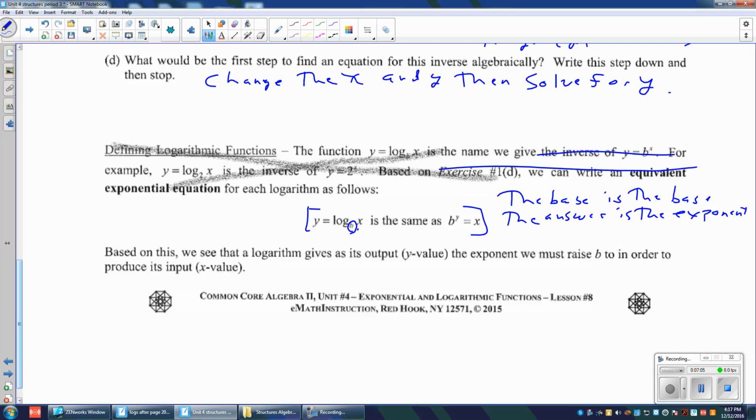But b was the base. B is now the base for the exponent. The answer is the exponent. And then this is the only thing that we're left with, so that has to become the new answer. Based on this, we see the logarithm gives us the output y value: the exponent we must raise b to in order to produce this input.